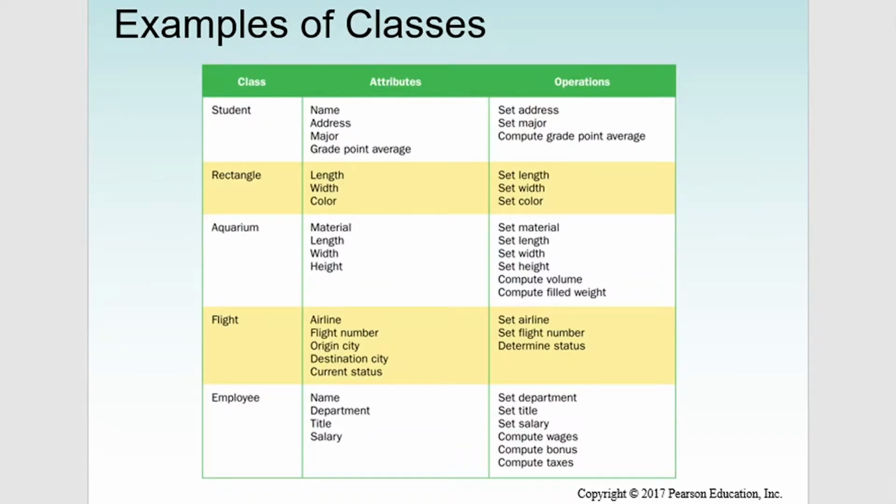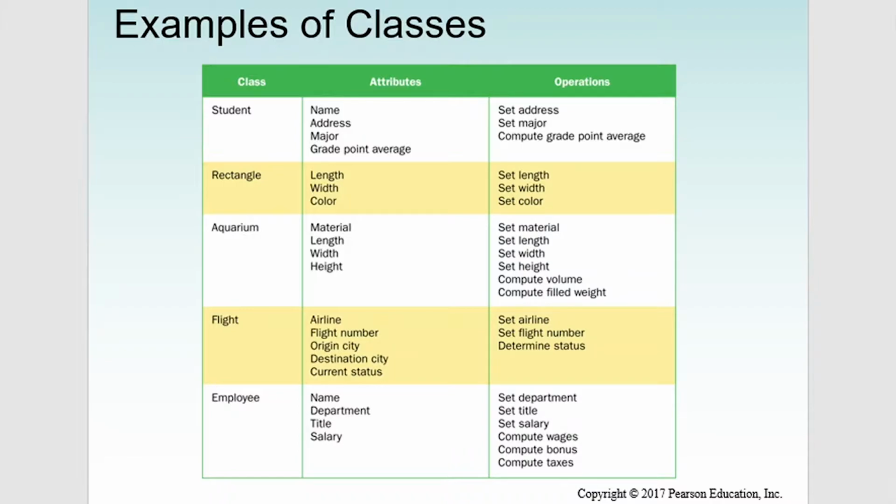Examples of classes. So here they're giving you some examples of classes, what their attributes are. The attributes would be the instance data and what their operations are. The operations would be the methods. You have a class for student, rectangle, aquarium, flight, employee. Some attributes for student are name, address, major, grade point average. Rectangle is length, width, color. Aquarium is material, length, width, height. Flight is airline, flight number, origin city, destination city, current status. Employee is name, department, title, salary.